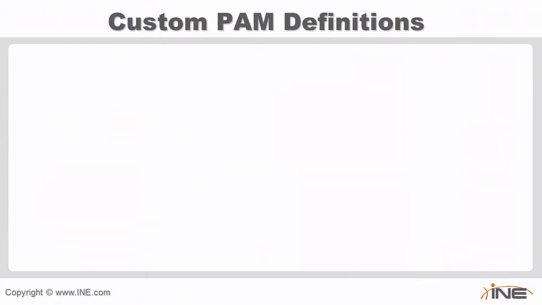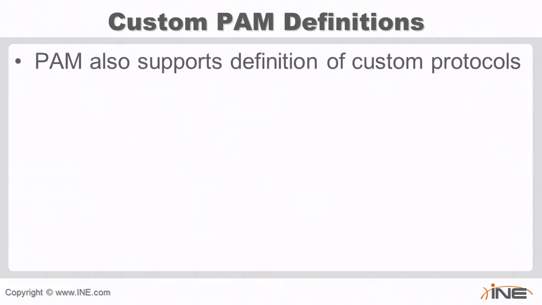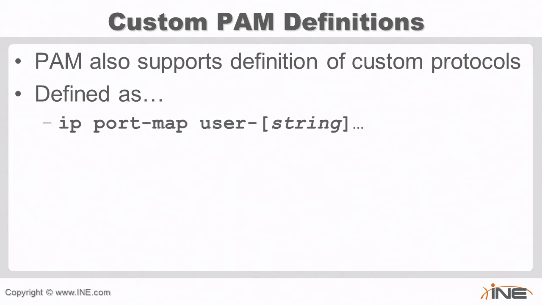Now, the other way that we could do this is by defining a custom port to application mapping, which is defined as a custom protocol. Specifically, the configuration for this is when we issue the ip port-map command, it's followed by the keyword user- and then any string that we can define. So we would say, for example, ip port-map user-custom-protocol-1. This is going to work similar to changing the port mapping for a protocol that already exists.